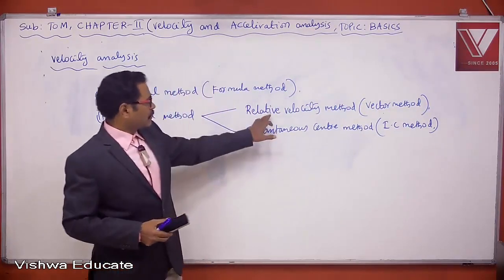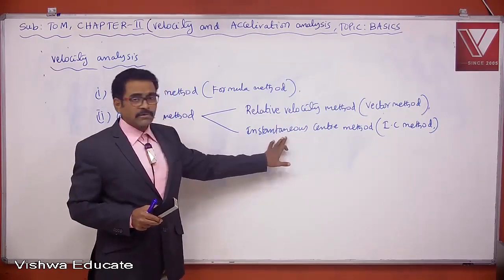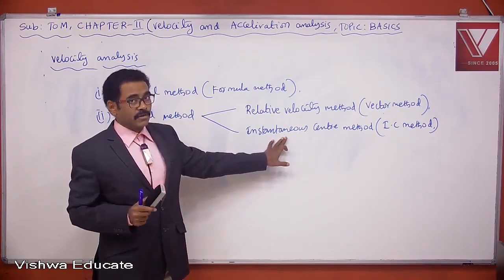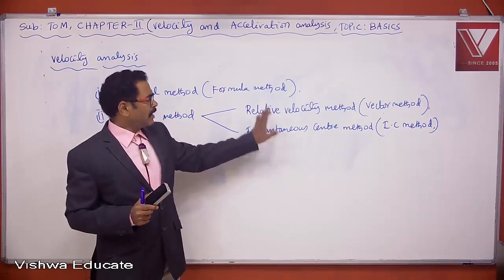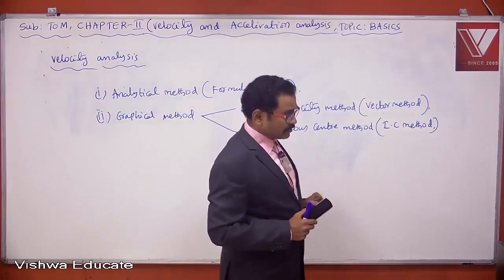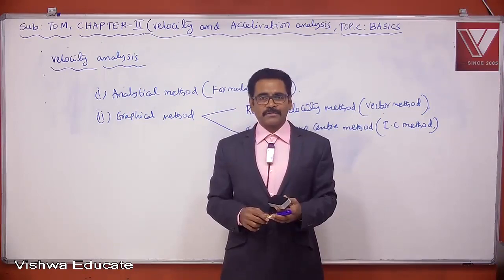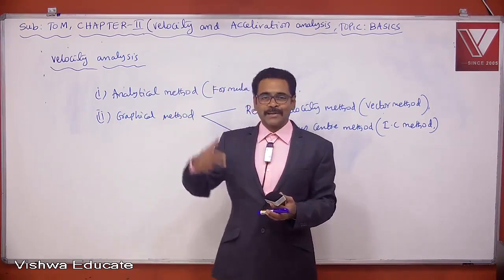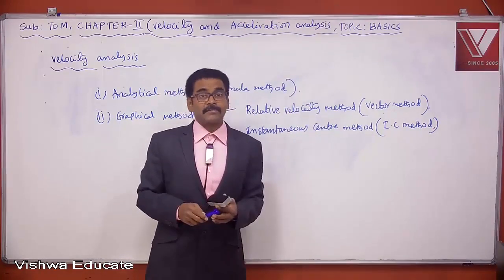So you can use the relative velocity method for any kind of mechanism, but you can use the instantaneous center method for simple mechanisms carrying less number of links, right? And the second point, relative velocity method. By using relative velocity method, we draw velocity diagrams or vector diagrams. Those diagrams are required for acceleration analysis.